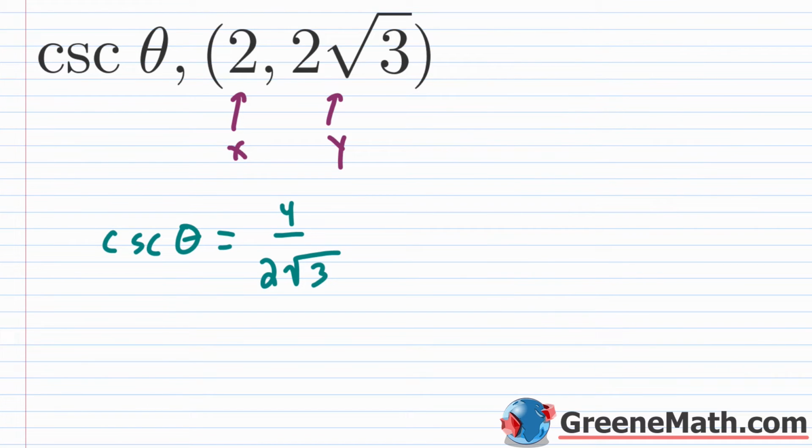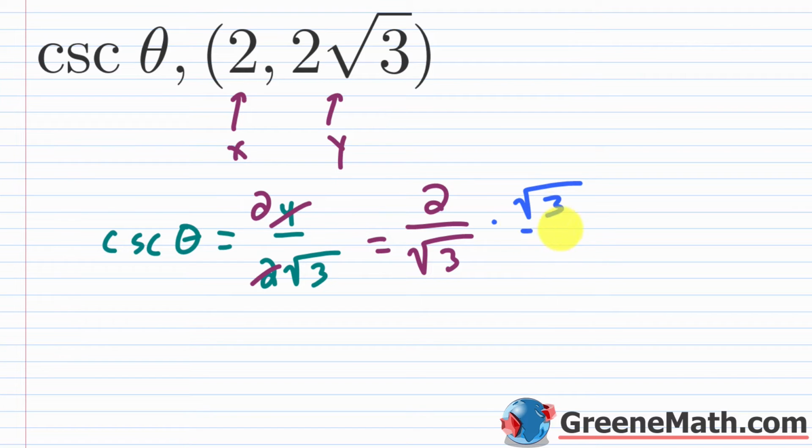In this particular case, we can simplify. So 4 divided by 2 is 2. So this gives me 2 over the square root of 3. And we know from basic algebra that we don't want a square root in the denominator. So I'm going to rationalize the denominator. I'm going to multiply by the square root of 3 over the square root of 3. So this gives me 2 times the square root of 3 over 3. So this would be my cosecant of theta.